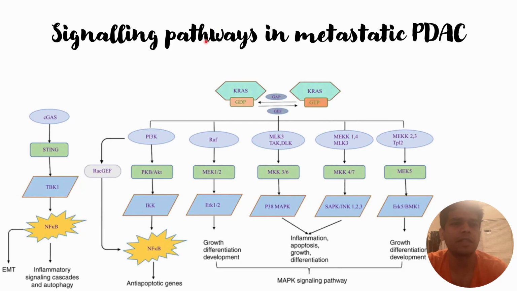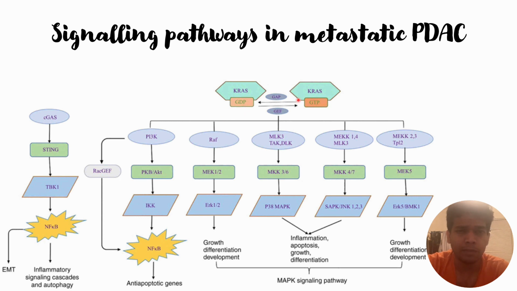In this video, we will discuss the signaling pathways that get altered during metastatic PDAC, or when pancreatic cancer reaches the metastatic stage. As we have discussed and know so far, there is a family of RAS proteins that get mutated in cancerous cells, and in pancreatic cancers, KRAS mutations are predominantly observed in around 90% of patients.